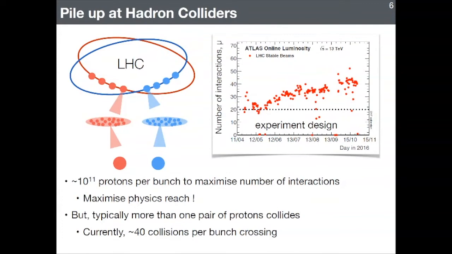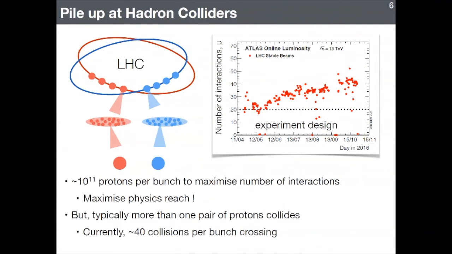And so here's a cartoon version of the LHC, where you have all the different bunches, because of course we have something on the order of 10^11 protons per bunch. And we do this to maximize the number of interactions so that we're actually able to do as much physics as we possibly can.